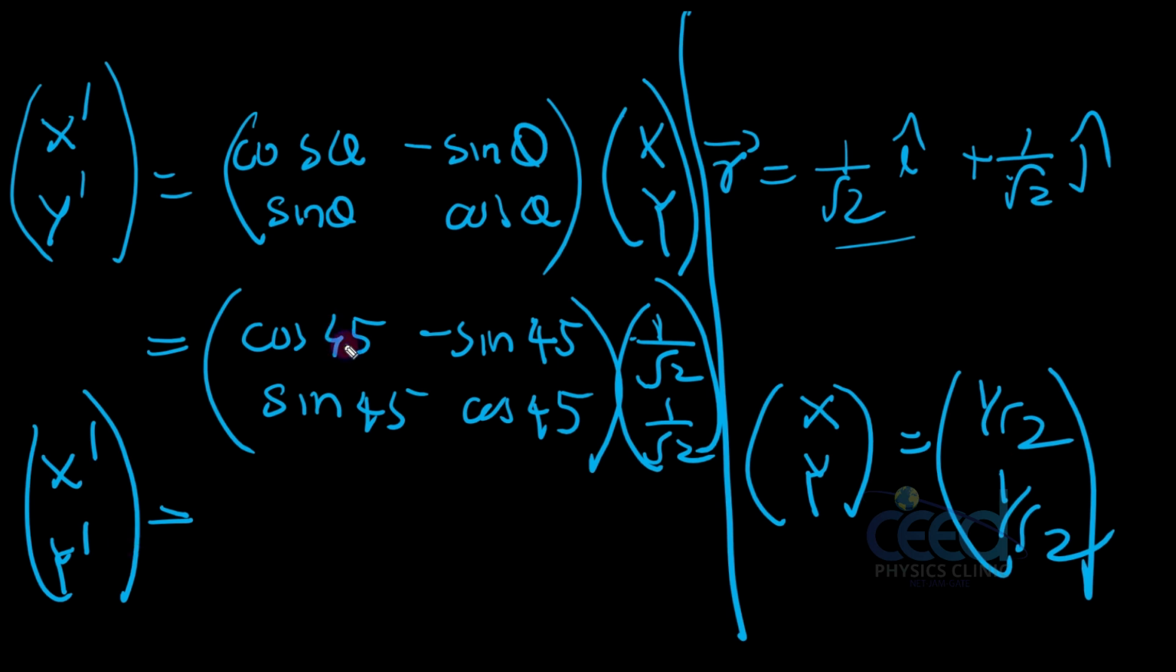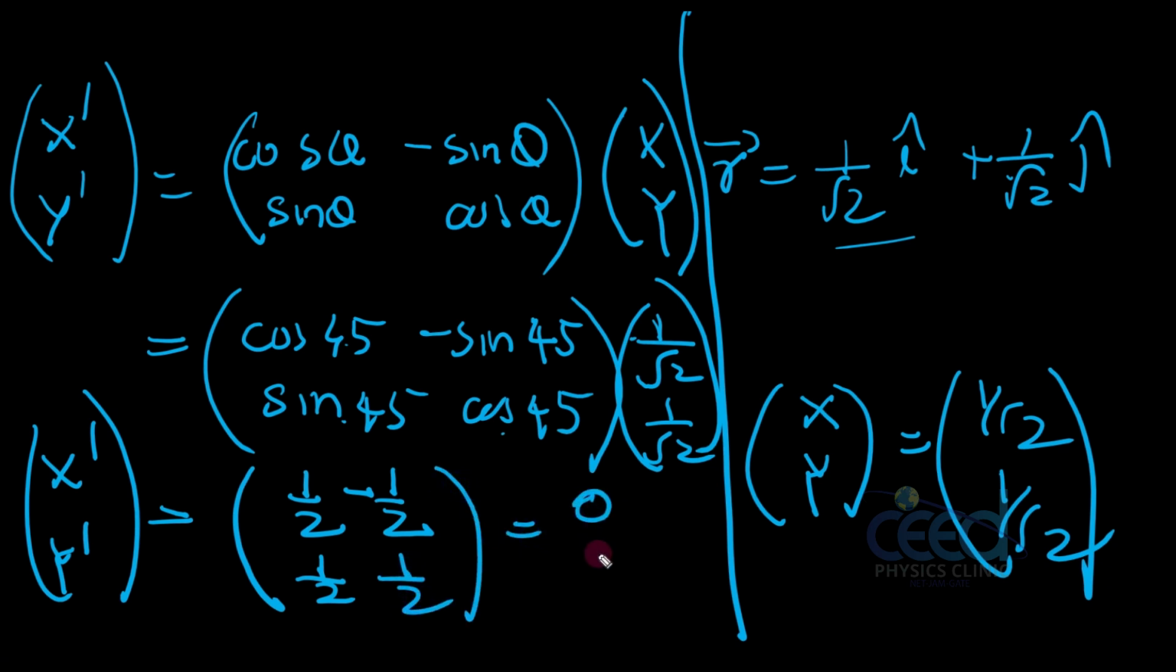Cos 45 is 1 by root 2, so 1 by root 2 into 1 by root 2, that is 1 by 2. Okay, that is 1 by 2, and minus sin 45 is 1 by root 2, so here minus 1 by 2 into... minus 1 by 2. So that is the first element. Now we have only one more element, that is sin 45 into 1 by root 2, that is 1 by root 2 into 1 by root 2, again 1 by 2, and here cos 45, 1 by root 2 into 1 by root 2, that is again 1 by 2. So this is 0, 1.